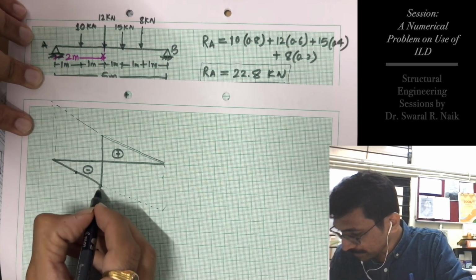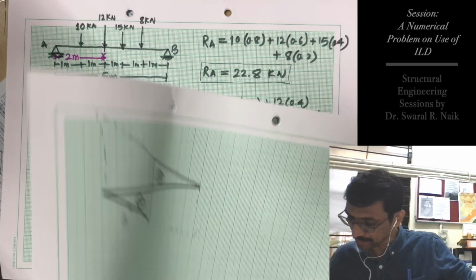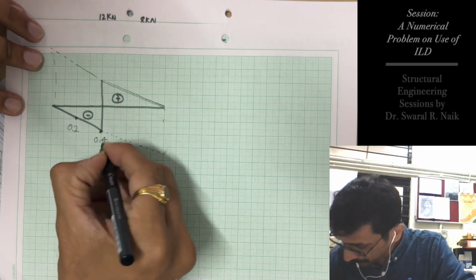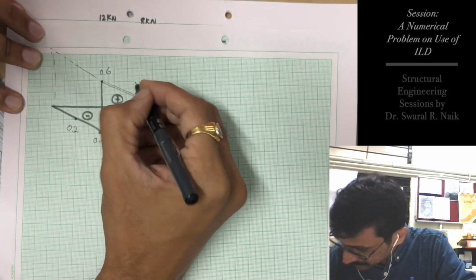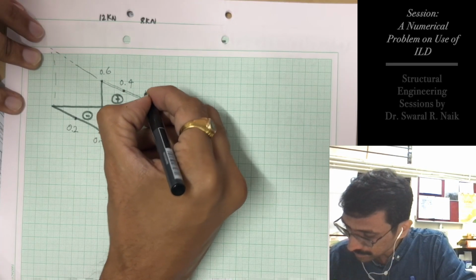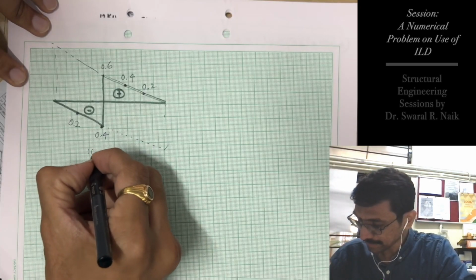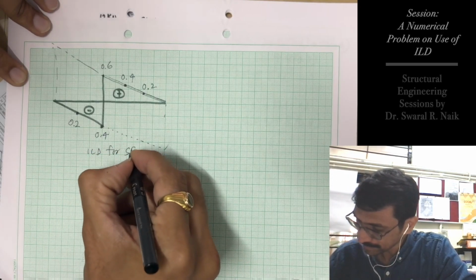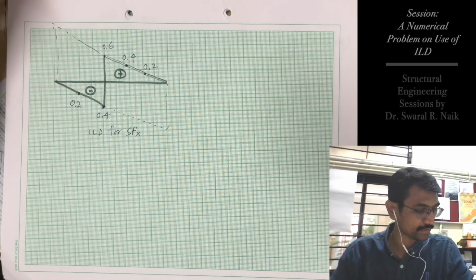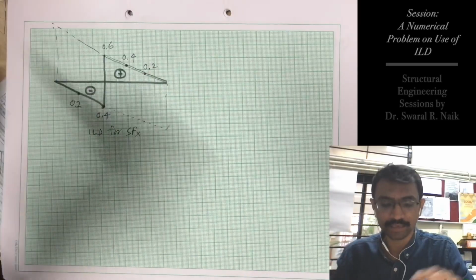Under the point load 10 kilonewton, the coordinate will be, we already know that this diagram is ILD for RB, this diagram is ILD for RA. So these coordinates we already know. This ordinate was 0.2, this ordinate is 0.4. Similarly, this ordinate was 0.6, then 0.4 and 0.2. Right? This is ILD for SFX. Let us first draw these diagrams and then we can later calculate the values.